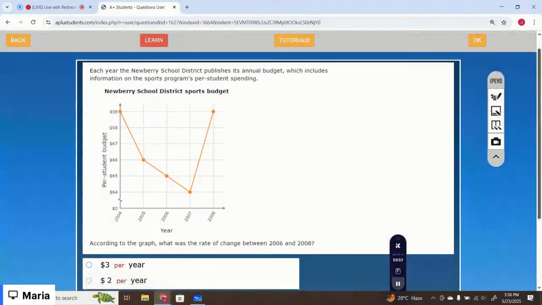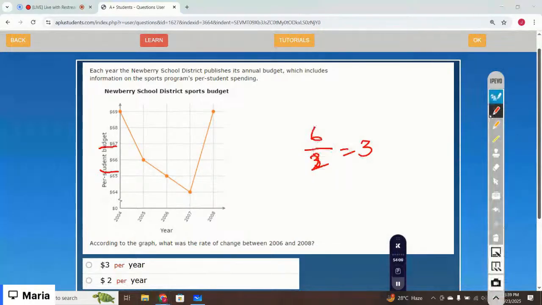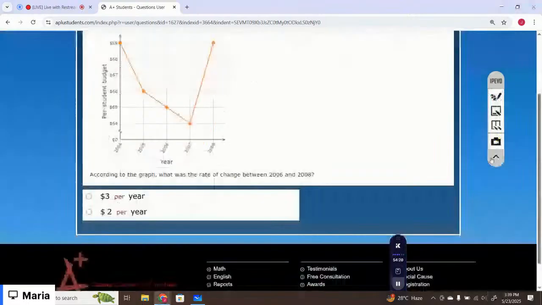Each year, Newberry School District publishes its annual budget, which includes information on the sports programs per student spending. According to the graph, what was the rate of change between 2006 and 2008? 69 minus 65 is 4, divided by 2. That is $2 per year. That is the correct option.